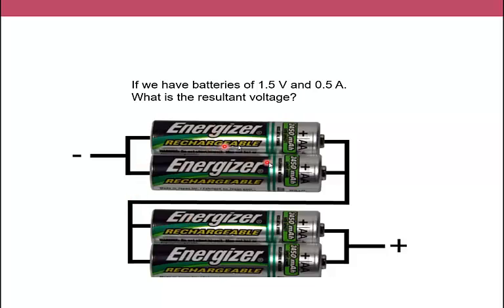We have here mixed connections. These two batteries are connected in parallel. These two are connected in parallel, but both pairs are connected together in series. So if each battery is 1.5 volt and 0.5 ampere, what will be the resultant voltage and resultant current?